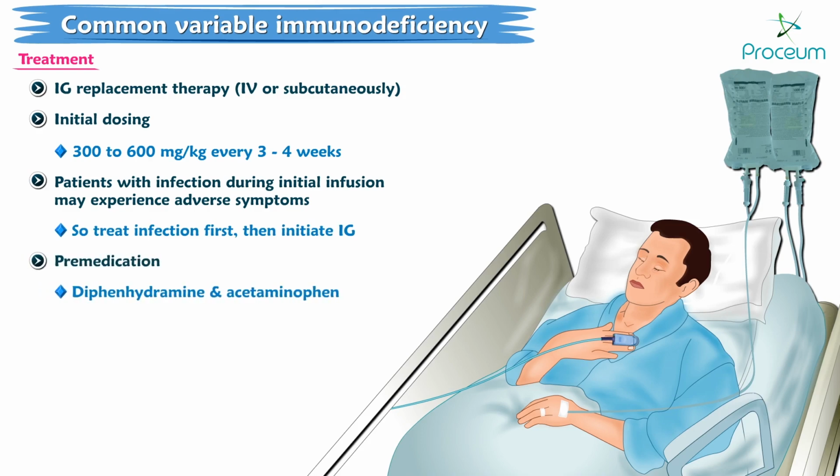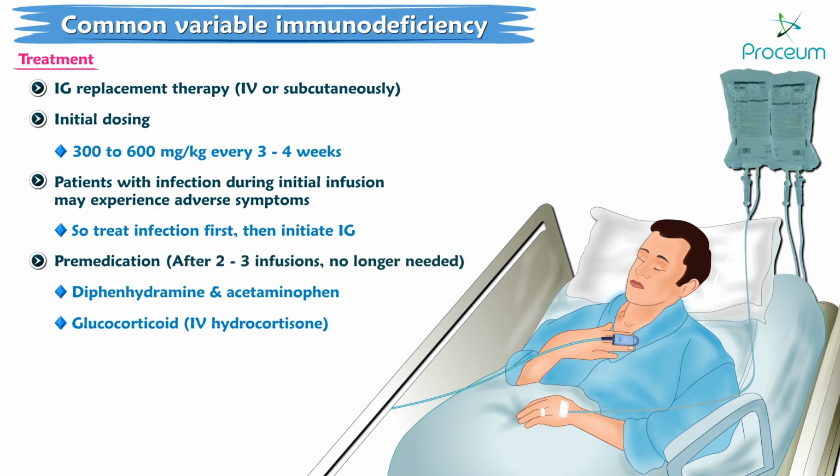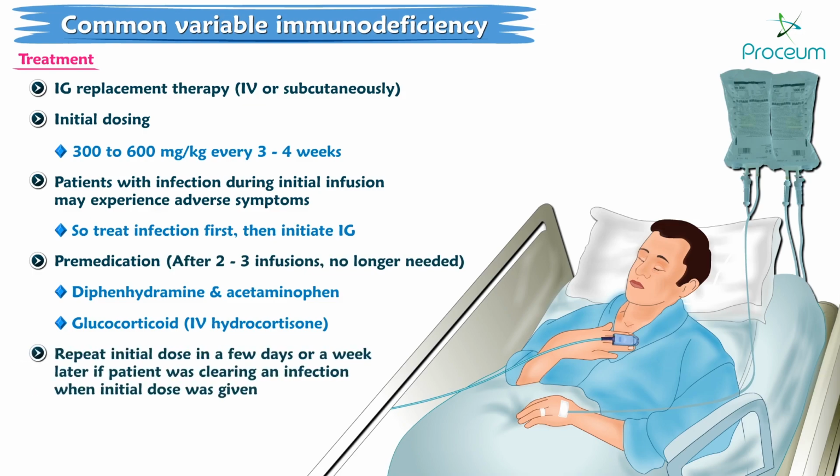Premedication with diphenhydramine and acetaminophen is commonly used for those who are prone to medication reactions, and in some cases, a glucocorticoid, such as IV hydrocortisone, is also given. Generally, after the first 2 or 3 infusions, premedication is no longer needed. One may also repeat the initial dose, that is, the entire 300 to 600 milligrams per kilogram, in a few days or 1 week later, if the patient was clearing an infection when the initial dose was given.